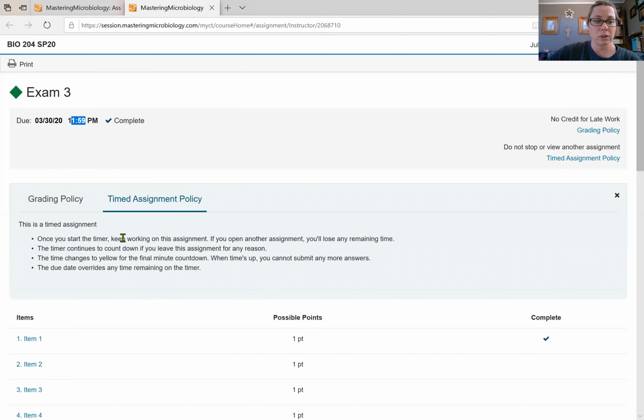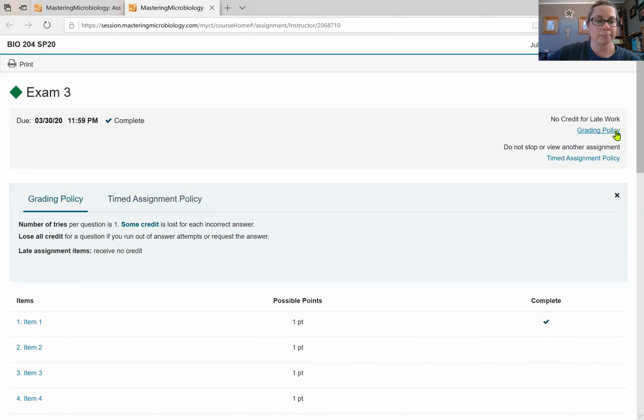So once the timer starts, you'll lose your time if you go and do something else or take a break. When time's up, you can't submit any more answers, and then the due date overrides. So if you still have 30 minutes left, but it's 11:59, it's going to just submit it for you. You get 1 try per question. If you forget and don't take the test, well, you're out of luck.